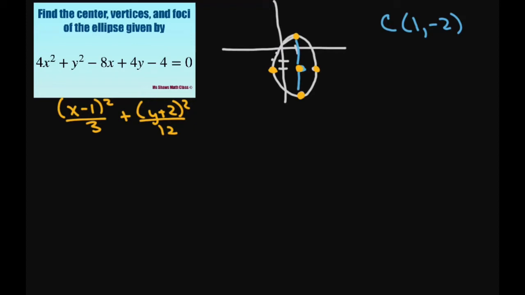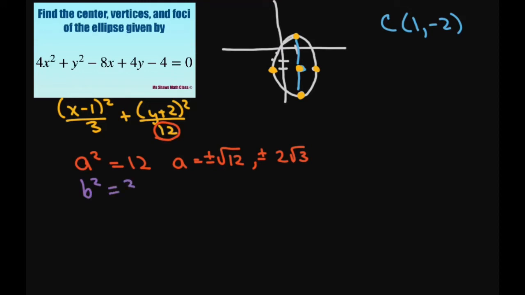So let's look at that. Your bigger number is always going to be the a. Because a squared is 12, therefore a equals plus or minus square root of 12, or plus or minus 2 square root of 3. Alright, your b squared is your smaller number, 3. This is your minor axis here, right through there. And so your b is plus or minus square root of 3.